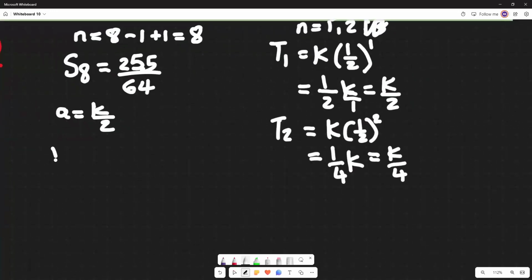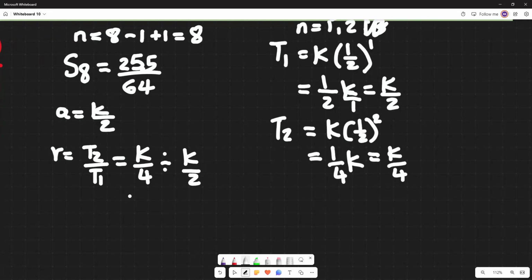So we can see that r is basically T2 over T1. Term 2 is basically k over 4 divided by the first term, which is k over 2. We change the divide to multiply, and then it's going to be k over 4 times 2 over k. The answer is half. So your r is half, ladies and gents.